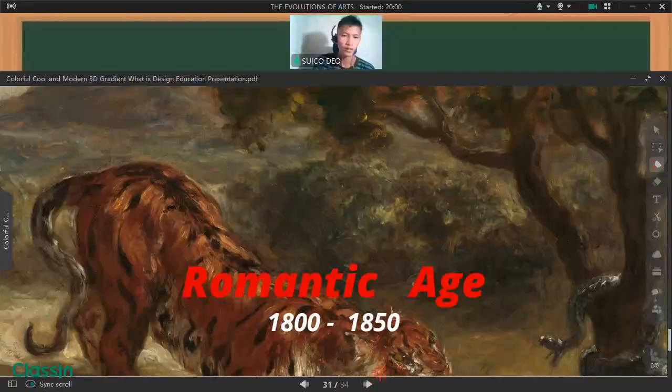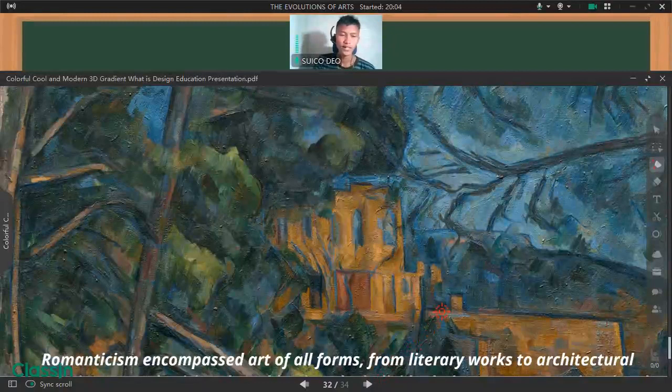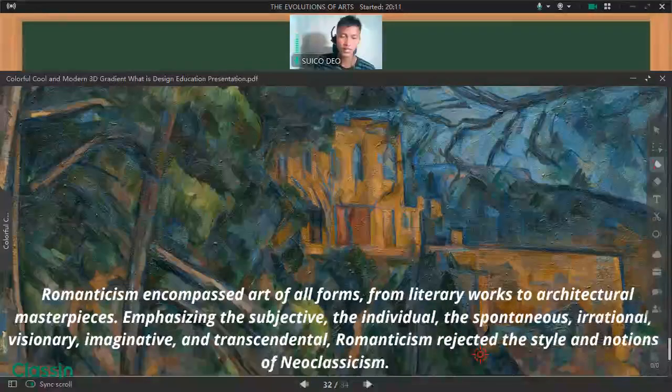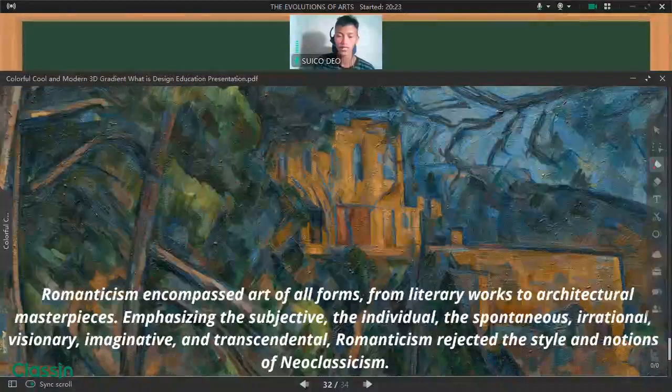The next one is the Romantic Age era. Romanticism encompassed art of all forms, from literary works to architecture. Masterpieces emphasized the subjective, the individual, the spontaneous, irrational, visionary, imaginative, and transcendental. Romanticism rejected the style and notions of neoclassicism.